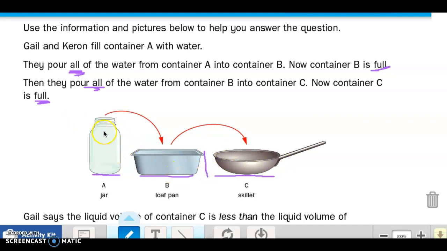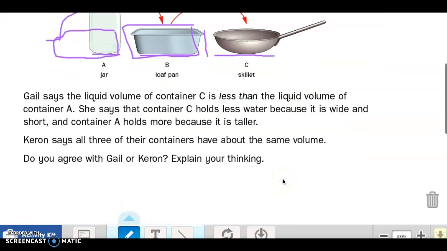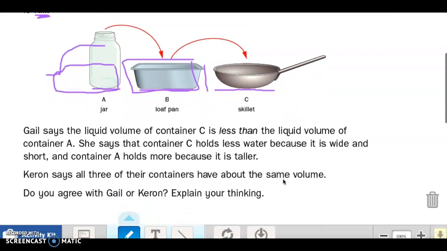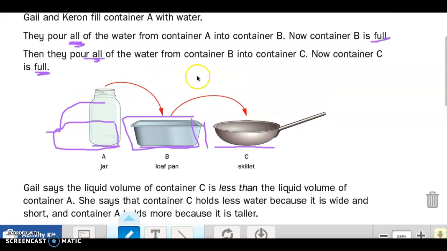And if I were to go ahead and lay this jar on its side, it would take up almost the same shape as this. So then my jar would be kind of over here like so, and it would look the same. So we're going to have to agree with Kieran on this one, and they can all hold about, so not exactly, but about the same volume. Remember, volume is the space the liquid takes up.